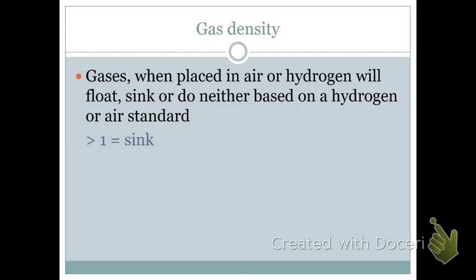Okay, so if I have something compared to air and the ratio is greater than 1, I know that that's going to sink in air or hydrogen. If the ratio is equal to 1, it hangs suspended in air or hydrogen. And if the ratio is less than 1, it's going to float in the hydrogen or the air.